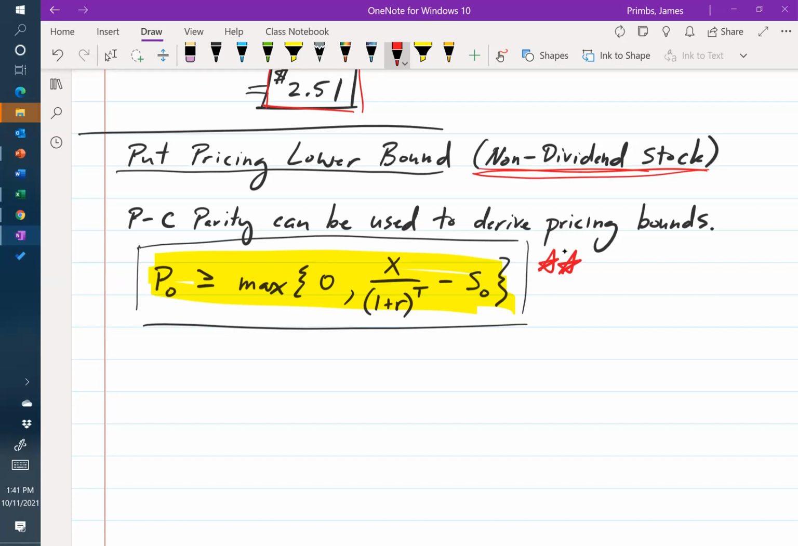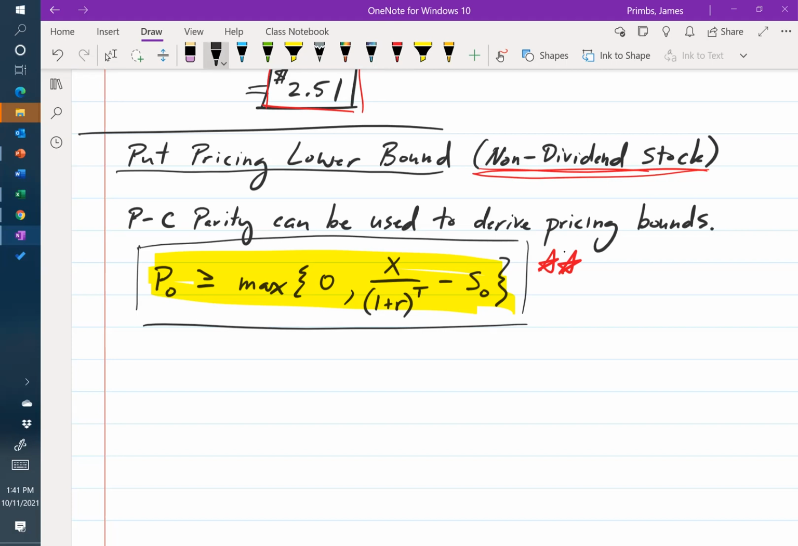Okay, so what does this look like? If I look at this carefully, I say the max of 0, I've got X here, I have it discounted, but if it wasn't discounted, if I didn't have that divide by 1 plus R to the T, then I would have X minus the current price of the stock. That would look like the payoff function. So what this is saying is that the value of a put is always greater than or equal to something that's actually very close to the payoff function. Okay, now in this case, it can actually be lower than the payoff function. Let me show you where this comes from.